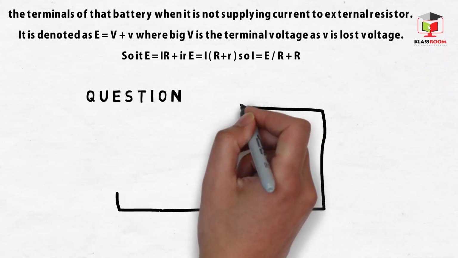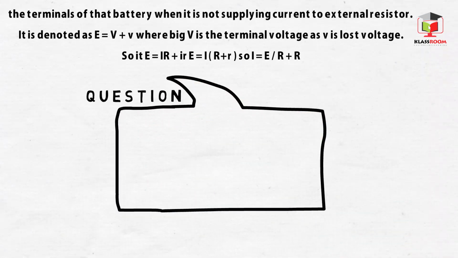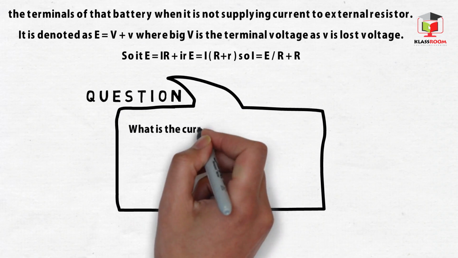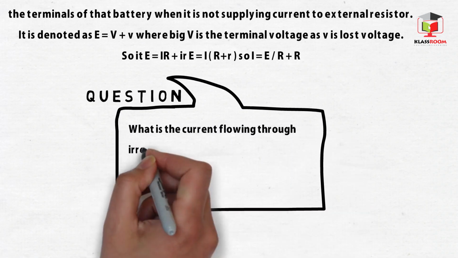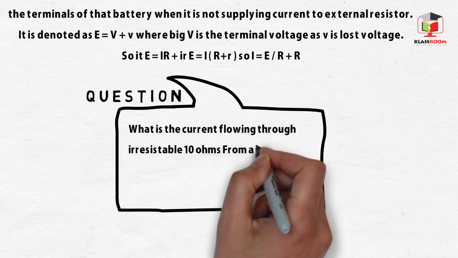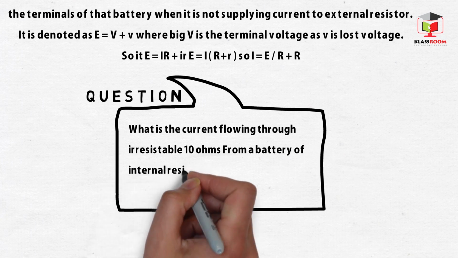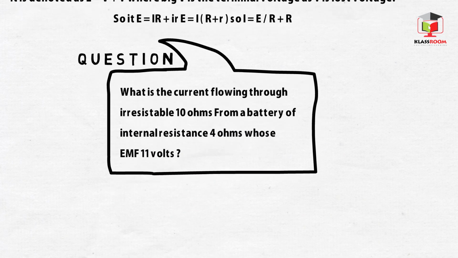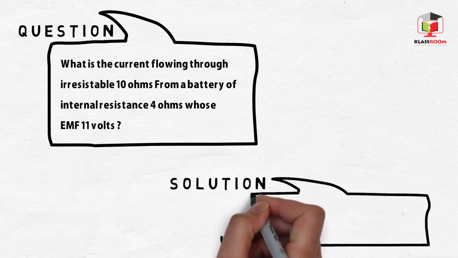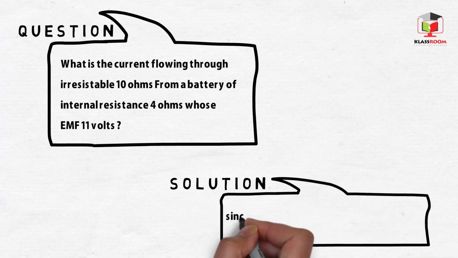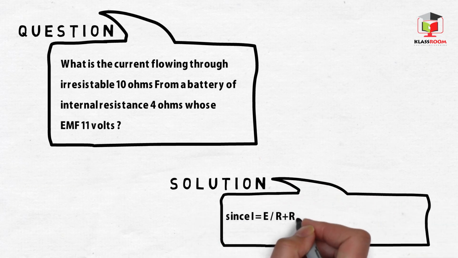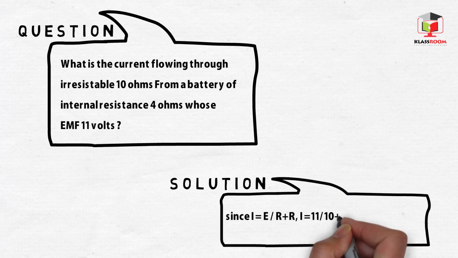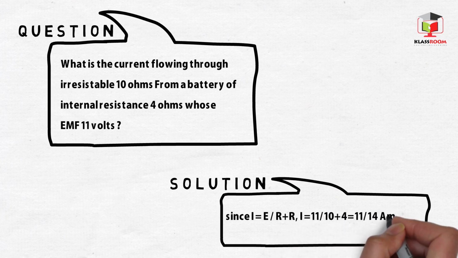Question: what is the current flowing through a resistor of 10 ohms from a battery of internal resistance 4 ohms whose EMF is 11 volts? Solution: since I is equal to E over R plus r, I equals 11 over 10 plus 4 equals 11 over 14 amperes.